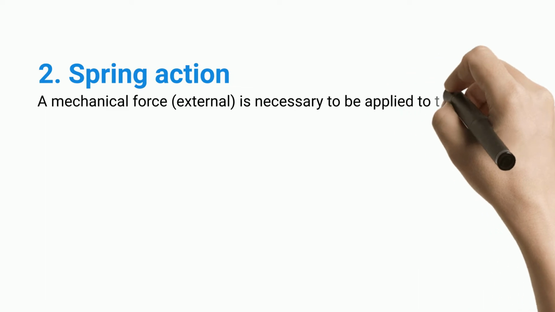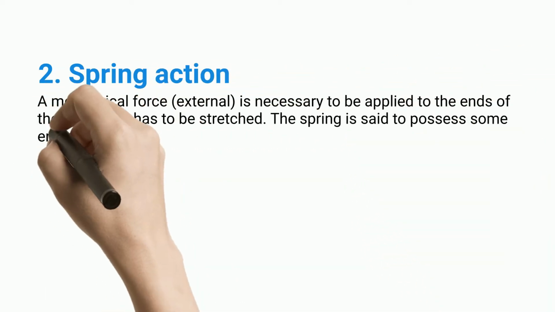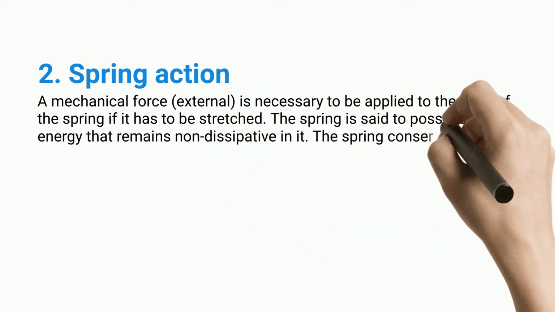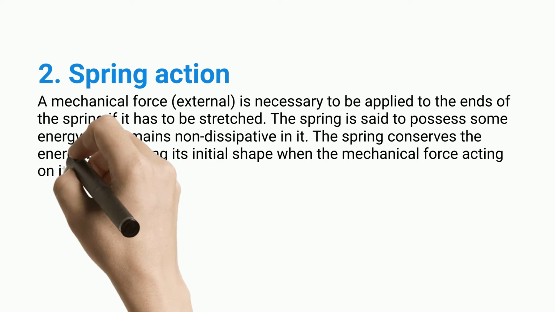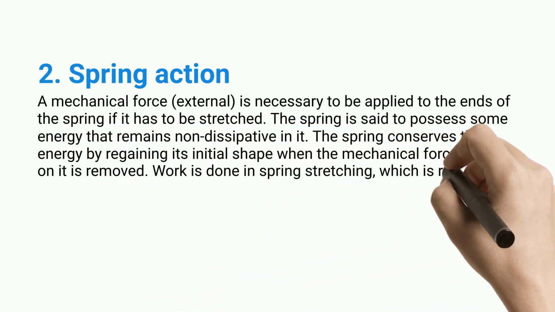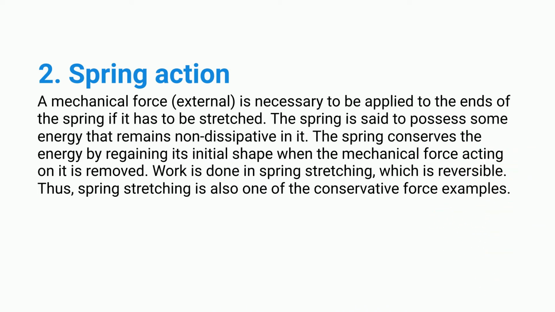2. Spring action. An external mechanical force is necessary to be applied to the ends of the spring if it has to be stretched. The spring is said to possess some energy that remains non-dissipative in it. The spring conserves the energy by regaining its initial shape when the mechanical force acting on it is removed. Work is done in spring stretching, which is reversible. Thus, spring stretching is also one of the conservative force examples.